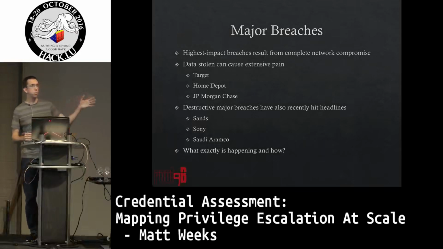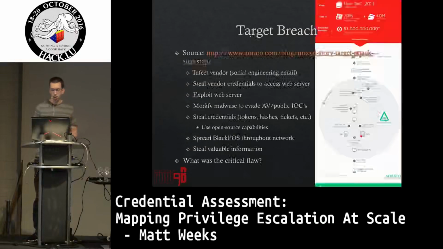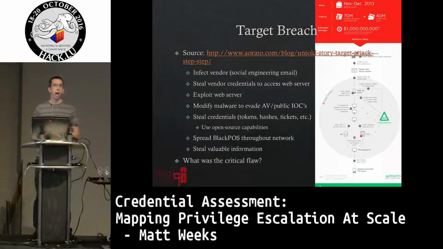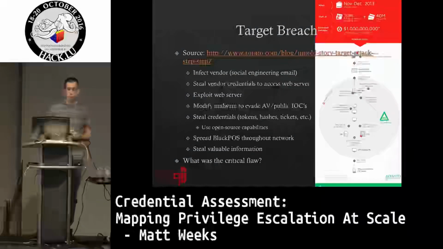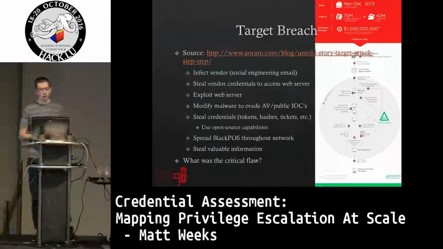So when you look at a lot of these major breaches, the question naturally arises: what exactly is happening, and how? The best after-the-fact report on what has happened in one of these breaches is probably the Target breach, where we have the most information about it. And there was a great breakdown. I've put the link here. I'll have these slides up after the talk.